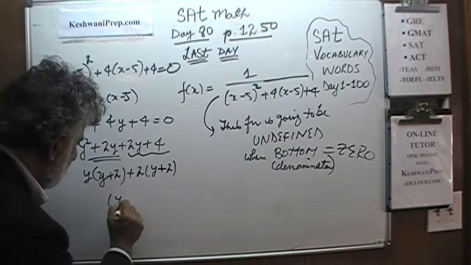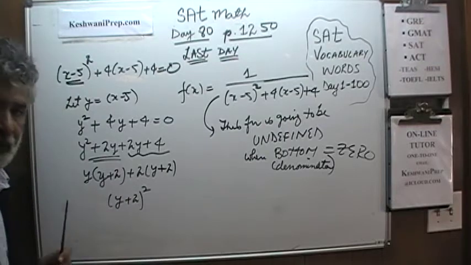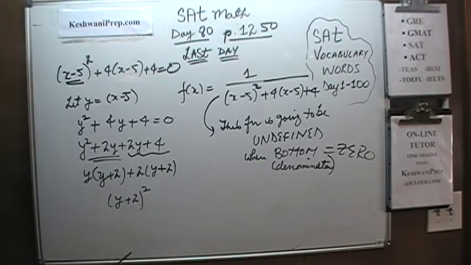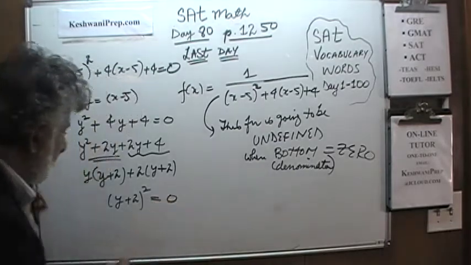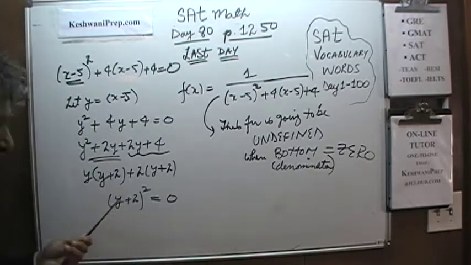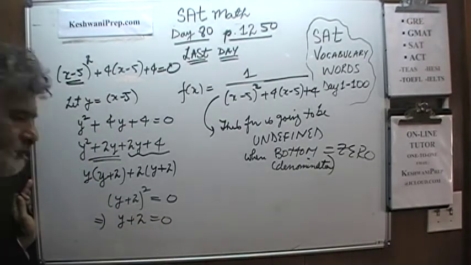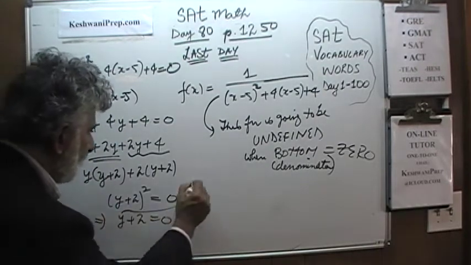As you can see, I'm making too much fuss about it. You already knew this is a perfect square. It's just (y plus 2) whole squared. Let's set it equal to 0. If (y plus 2) whole squared is 0, that implies that y plus 2 must also be 0. Now let's substitute the value of y up here.